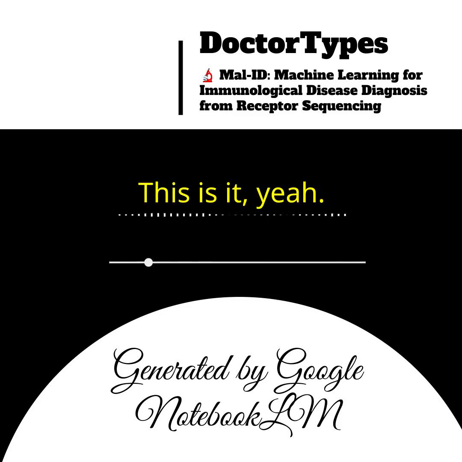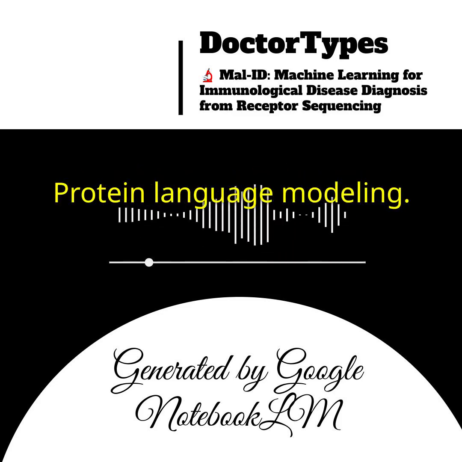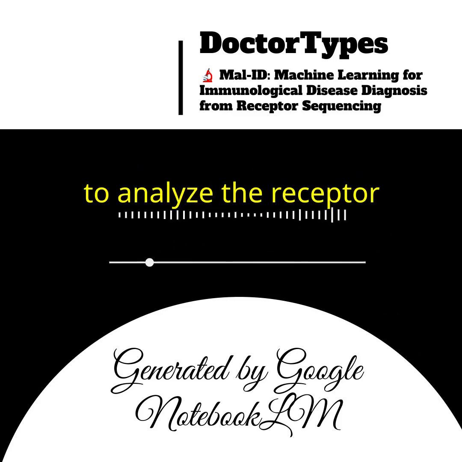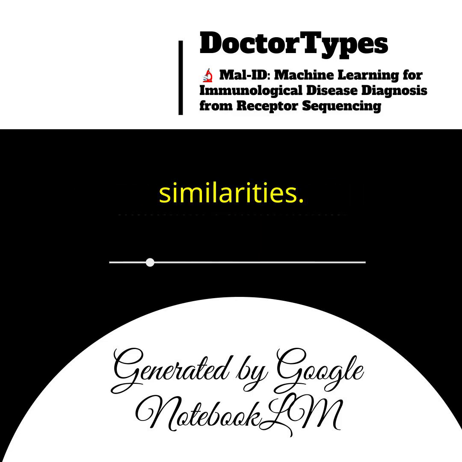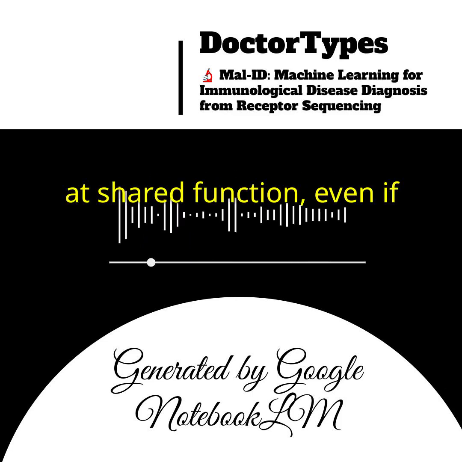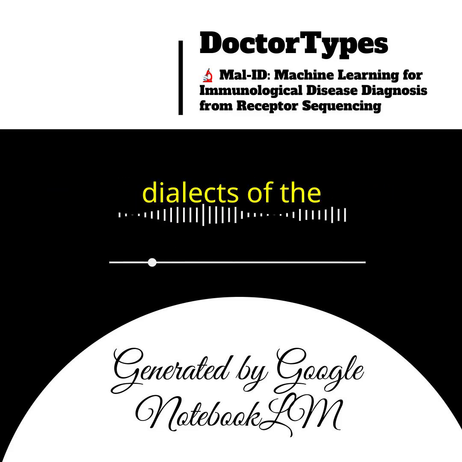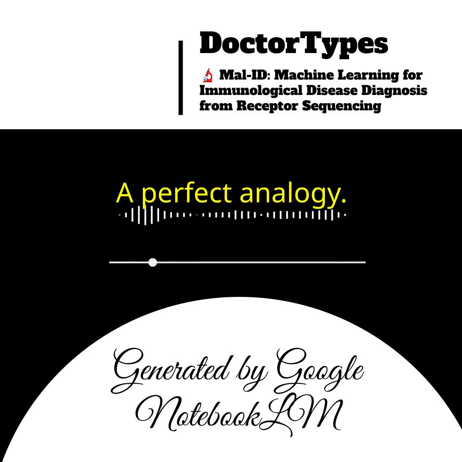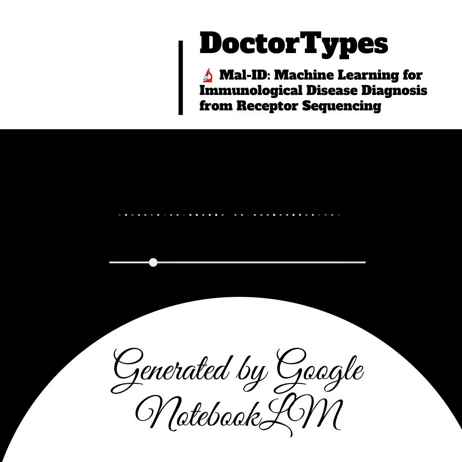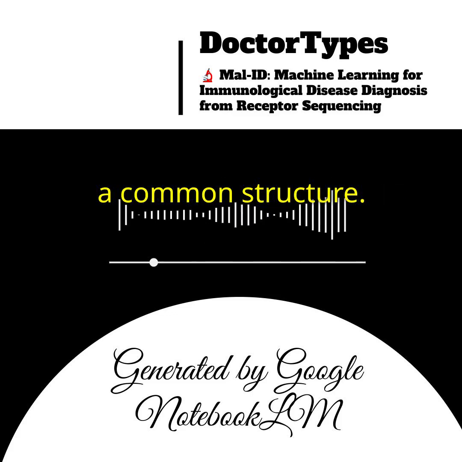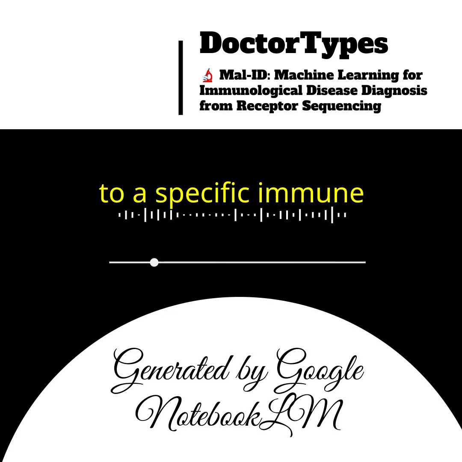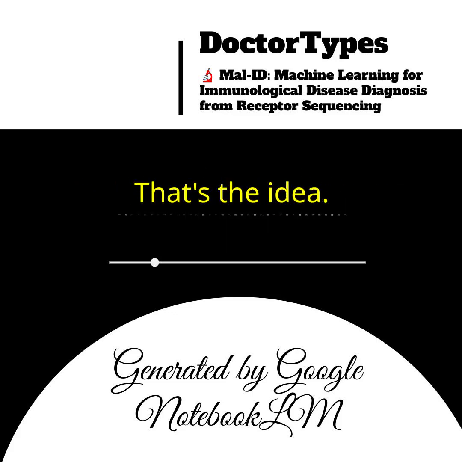That makes sense. What about the third model? This is where the AI really kicks in, right? This is it, yeah. We call it protein language modeling. It uses AI to analyze the receptor sequences for structural similarities. Right, so it can hint at shared function, even if the sequences aren't identical. So like recognizing different dialects of the same language. A perfect analogy. The sequences might not be identical, but they share a common structure. And that structure points to a specific immune response.